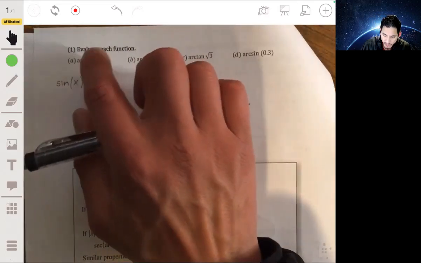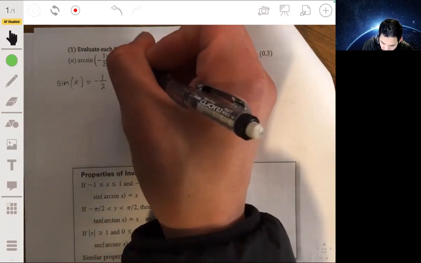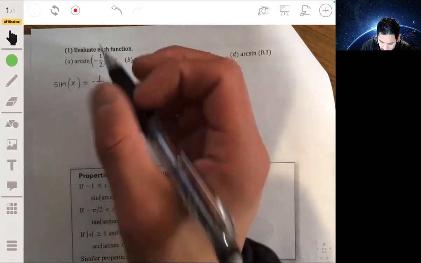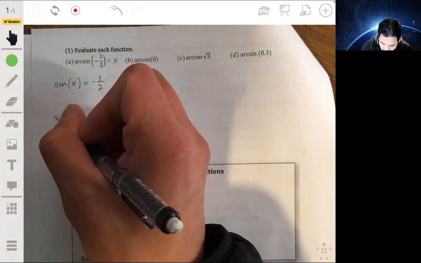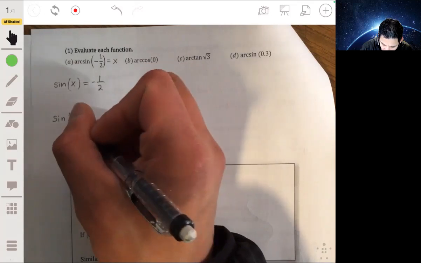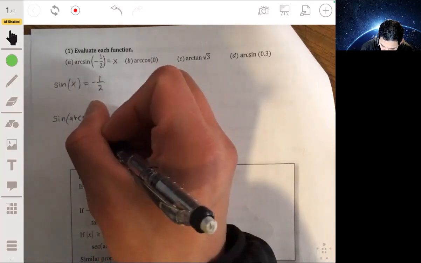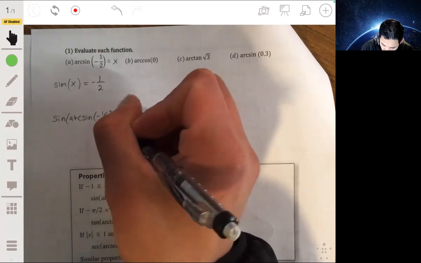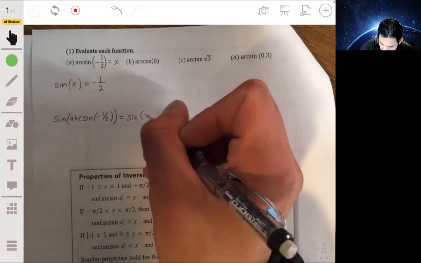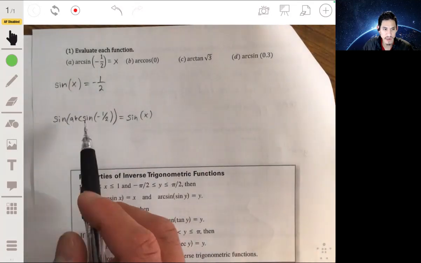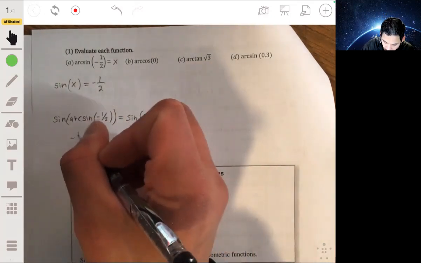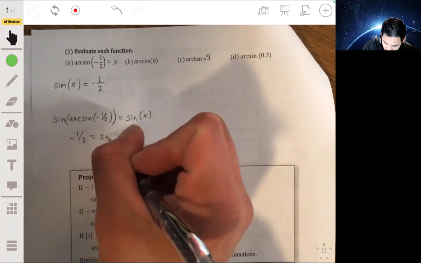So for example, let's say I set this equal to x, like I'm solving for x, right? The way this could be shown is if I took the sine of each side of this equation, I'd be taking the sine of the arc sine of -1/2, and that would be equal to the sine of x. But if I have the sine of the arc sine, or the sine of the inverse sine, those undo each other. So all I'm left with on the left is -1/2 is equal to the sine of x.